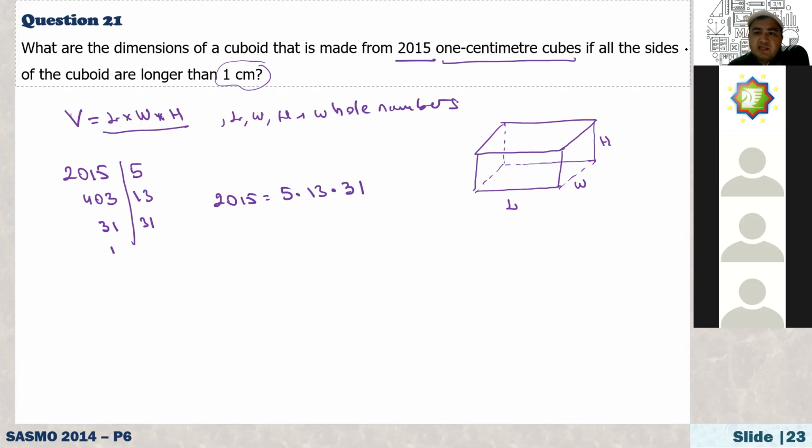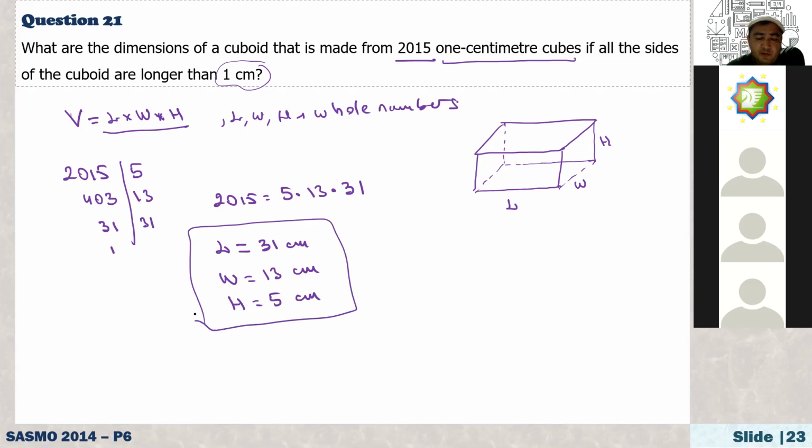It says that if all the sides of the cuboid are longer than 1 centimeter, what are the dimensions? We need to start from the longer side. What is the length? It is 31 centimeters. How about the width? It is 13 centimeters. And how about the height? Height is 5 centimeters. Okay, yes, good.